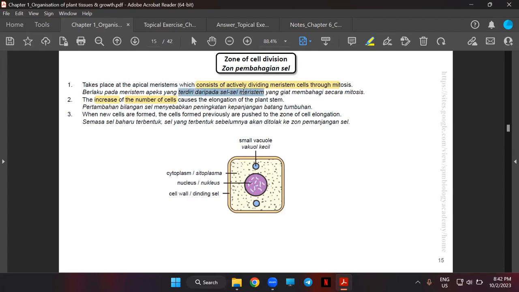Terdiri daripada sel-sel meristem yang membahagi secara mitosis menyebabkan pertambahan bilangan sel. Markah yang pertama. So importance dia menambahkan bilangan sel. It increases the number of cell.